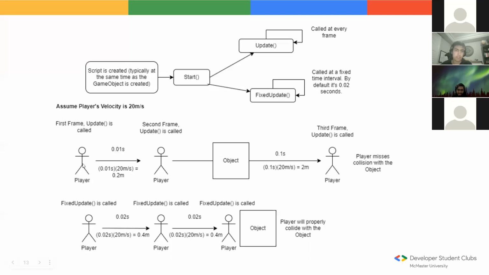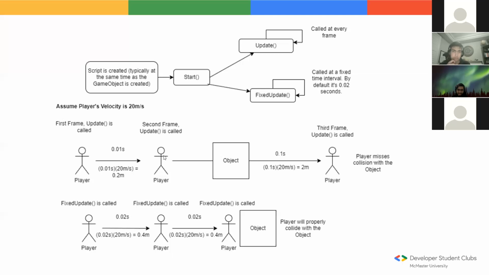Well, let's look at this diagram over here. Let's assume for a moment that we put the physics calculations in the update function. And let's also assume that the player is moving at 20 meters per second. Their velocity is 20 meters per second. So at the first frame, let's say the player is just standing over here, okay, minding his own business. Let's say in the second frame, it takes 0.01 seconds to get from the first frame to the second frame. So if you do the math, 0.01 seconds times 20 meters per second, that means the player moves 0.2 meters from the first frame to the second frame, okay? And this is actually a really good time because this means the game is running at like 100 frames per second.